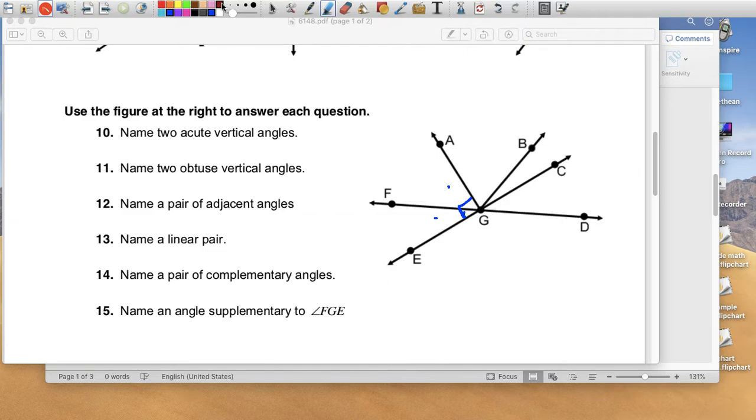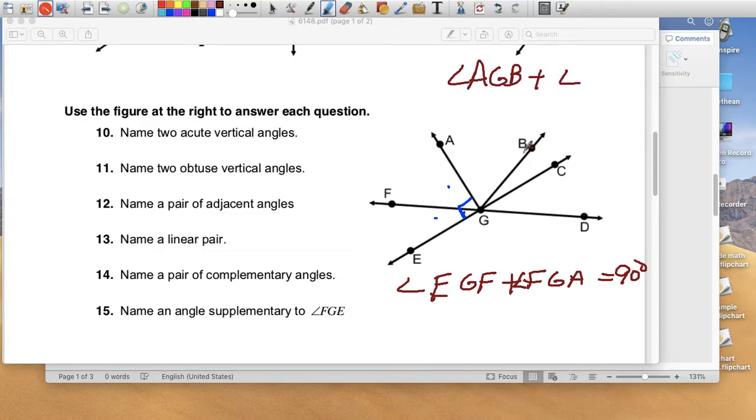Complementary, two angles that add up to 90 degrees. So angle EGF plus angle FGA. And that looks like they add up to 90. And on the other side, we have these two, angle AGB plus angle BGC. Now these two angles, they also look like they add up to 90.